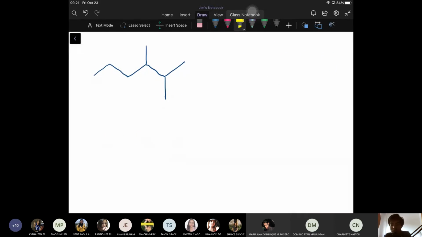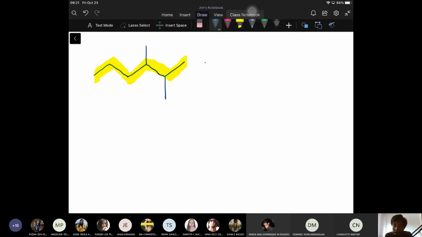Hanapin ang longest chain. Is this my longest chain? Bilangin natin. 1, 2, 3, 4, 5. 5 carbons lang yun. Is this my longest chain? 1, 2, 3, 4, 5, 6. So, ito yung longest chain ko. Okay. So, this is my longest chain instead of this one.